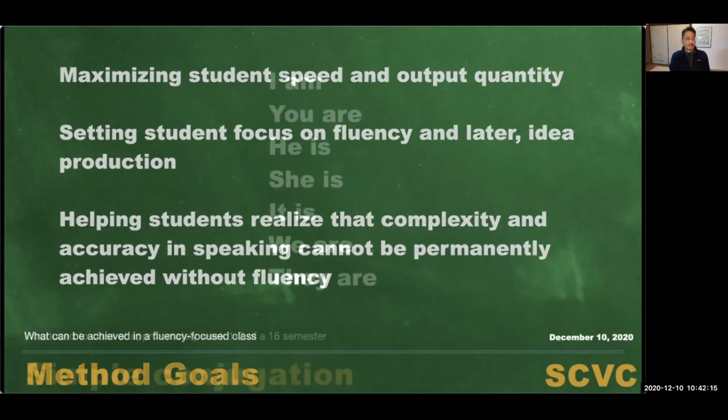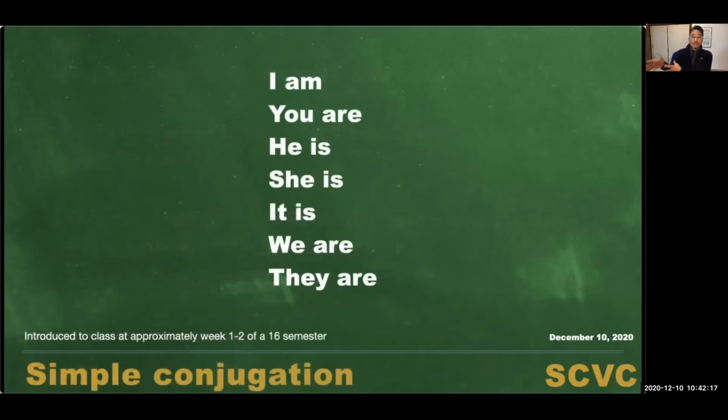Okay, so before I show you the video, this is what we're going to be doing in the classroom. This is the basic seven pronouns from I to they: I, you, he, she, it, we, they, okay? And those are paired with the verb to be.